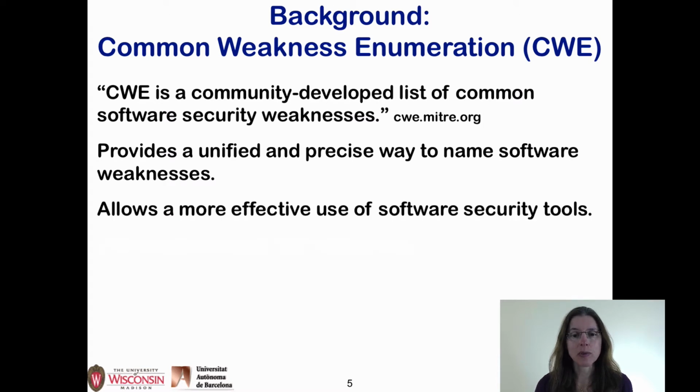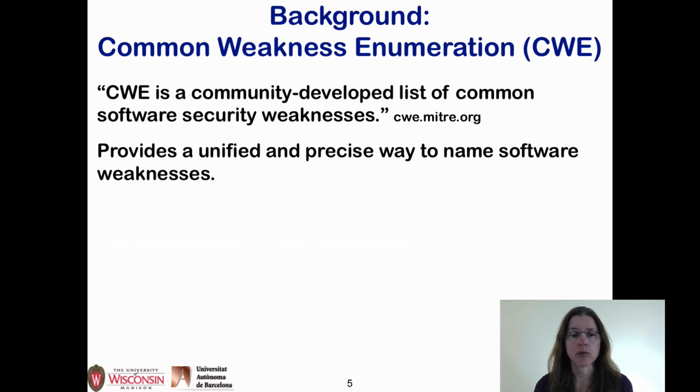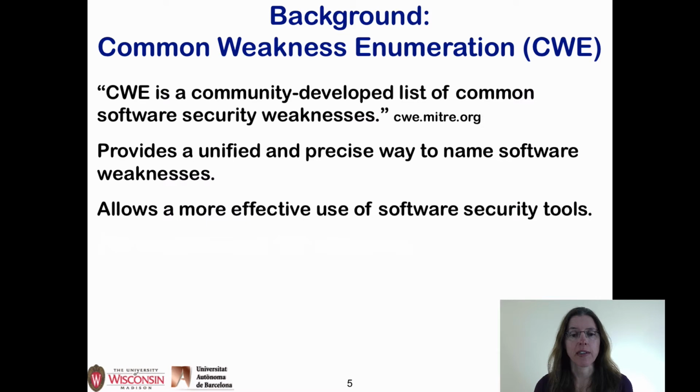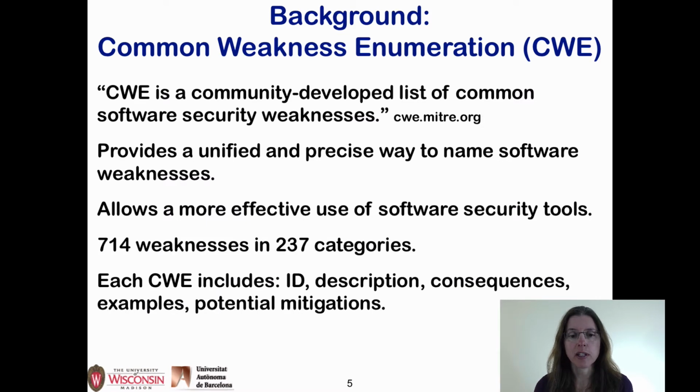Several assessment tools will include a CWE with each of their weakness findings. This is most common in the commercial tools. As of CWE version 3.0, there are 714 different weaknesses divided into 237 different categories. The information for each CWE includes the numeric weakness ID, a description of the problem, potential consequences of the weakness, examples, and potential mitigations. The CWE framework was developed and is maintained by MITRE.